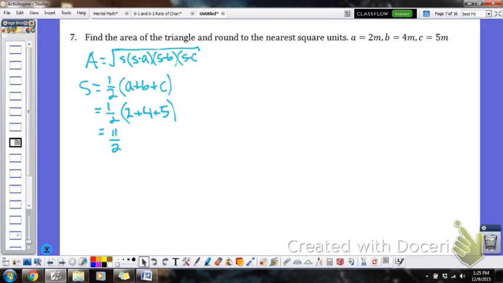So now to find my area, I will just plug everything I have into my formula. So a will be equal to the square root of 11/2 times 11/2 minus 2 times 11/2 minus 4 times 11/2 minus 5. And again, I'm taking the square root of all of that. Punch that in your calculator, and you will get your area being 4 meters squared.